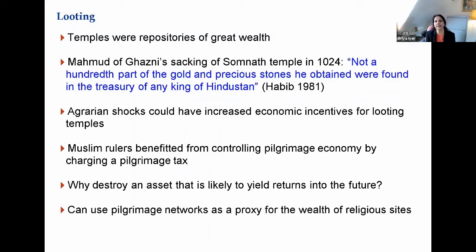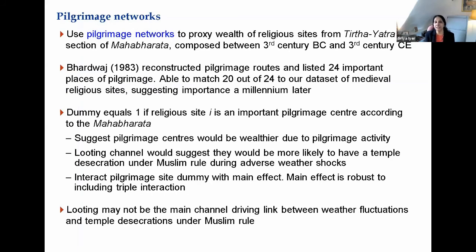So what we then started looking at is we started looking into this pilgrimage tax, and we looked at pilgrimage networks as a proxy for the wealth of religious sites. Using these pilgrimage networks, again, there's not a lot of data in this period. One of the few studies that does try to look at pilgrimage networks is composed from a big Indian epic that's called the Mahabharata. It has a particular section in it called the Tirthyatra section.